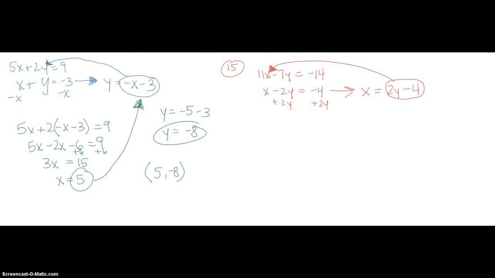So nothing in that equation is going to change except I'm going to take the x out and put 2y minus 4 in. So we'll have 11 times 2y minus 4 minus 7y equals negative 14. Notice I plugged it in parentheses because that 11 has to go to both pieces of it. Okay? So when we distribute, we get 22y minus 44 minus 7y equals negative 14. So let's combine like terms here. We have 22y minus 7y, which gives us 15y.